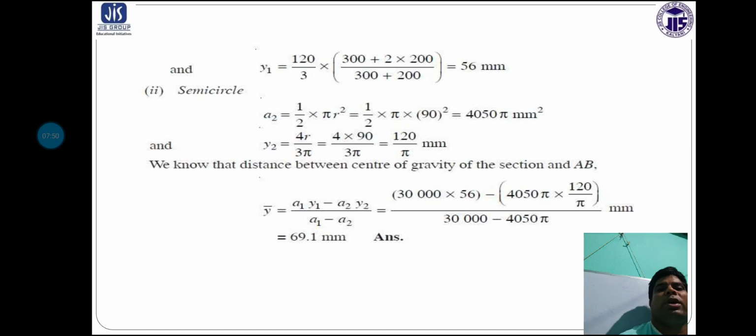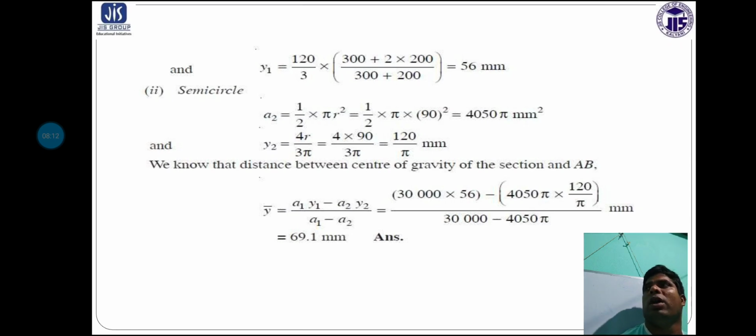Now the semicircle area will be half pi r square. Now the r value is 90 millimeter. So the total area will be 4050 pi millimeter square. And now y2, the semicircle center of gravity, will be y2 is equal to 4r by 3 pi.